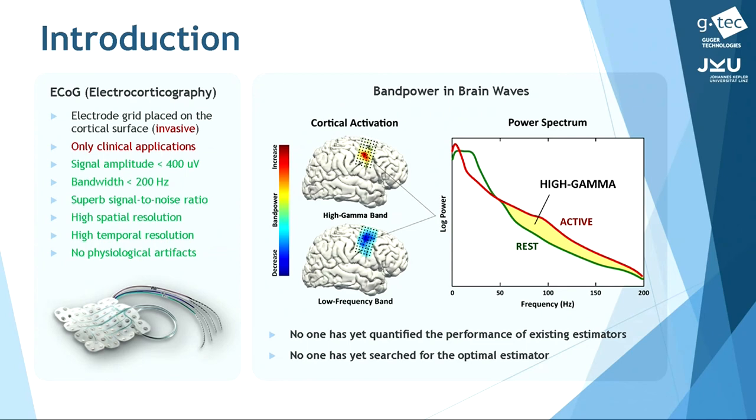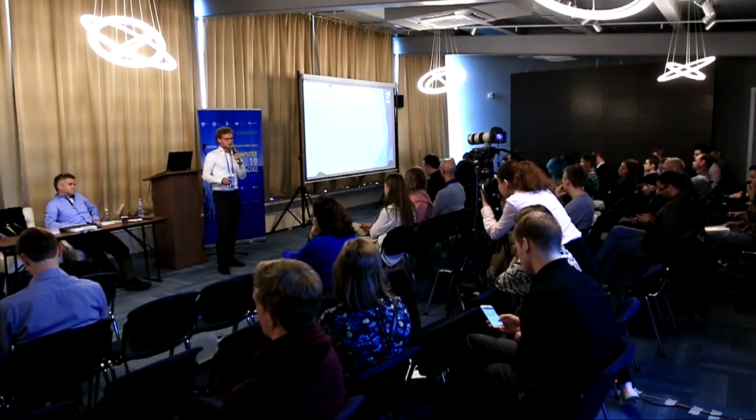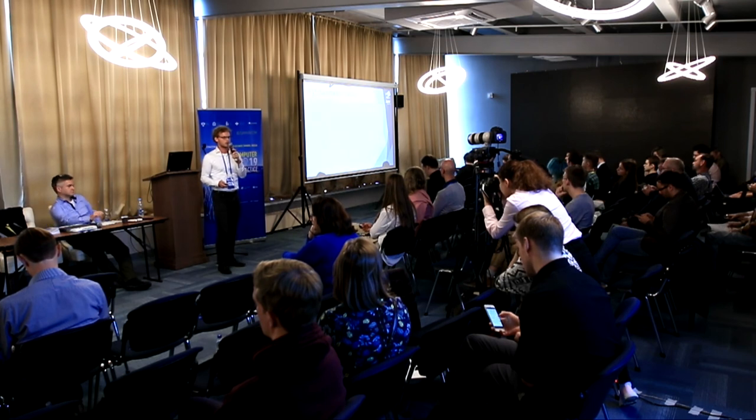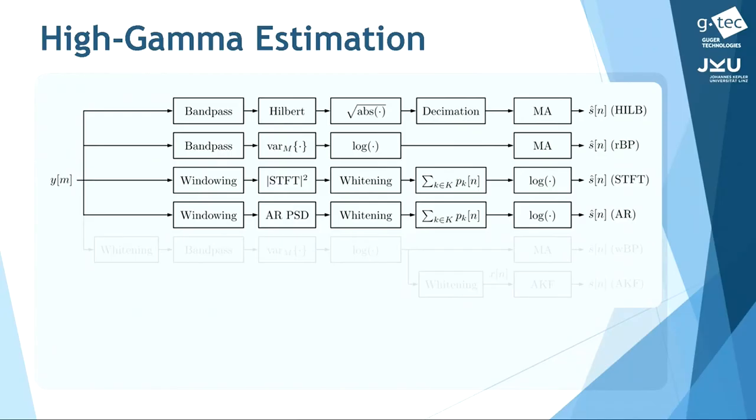So this was the fact that motivated my research. Let's go briefly over the methods I investigated. These you can consider the state of the art. They roughly reduce to Hilbert envelope-based methods, where you compute the square root envelope of the analytical signal, and the straightforward band power signal obtained by power computation from the bandpass signal. And then there are also time frequency methods based on, in this case, the short-time Fourier transform or autoregressive models. There are a couple more, but I didn't want to go too much into detail there.